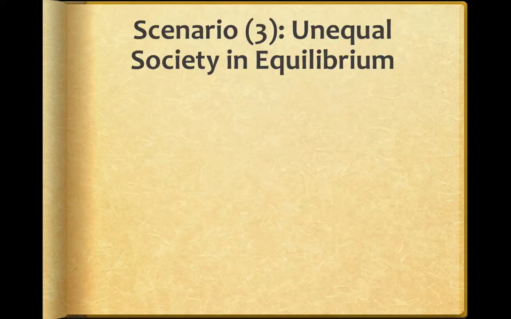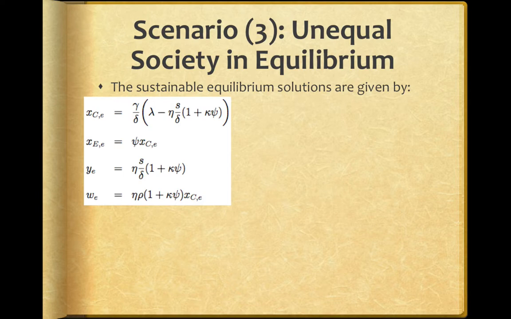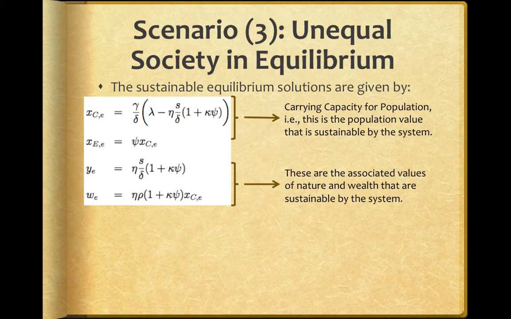Then you can look at the full Monty case. You have the unequal society in equilibrium. So here now you have commoners and elites, with the commoners getting paid kappa times that of the elites. And you can do the same analysis, and you can find these solutions. And these two again, the elites and the commoners together, are the carrying capacity for population, and these two are the associated values of nature and wealth that are sustainable by this system. Okay, it's a little bit similar, just a little bit different.